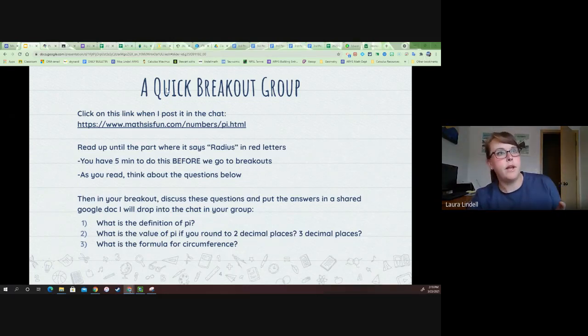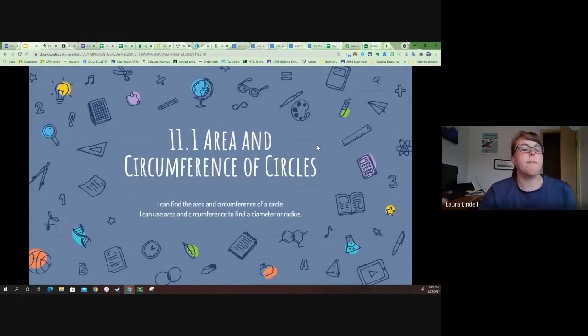Okay, so we had our quick breakout. We talked about the definition of pi. We talked about the formula for circumference. That's going to be what we want to take with us out of the breakout. Area and circumference of circles is the main thing we're talking about today. We want to be able to find area and circumference if you're given the radius or the diameter. And you also want to be able to use area and circumference to find the diameter or the radius. It's like if you're given area, I could ask you for the radius, that sort of thing. So that's where we are headed. Let's go ahead and get started.